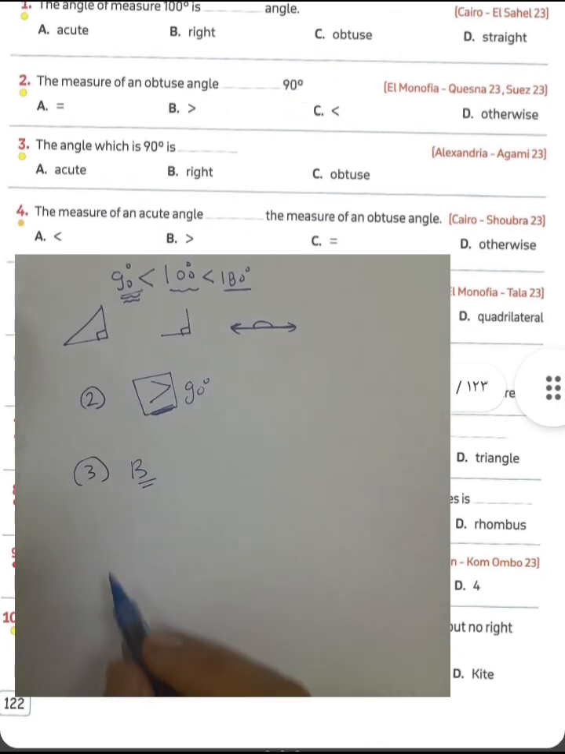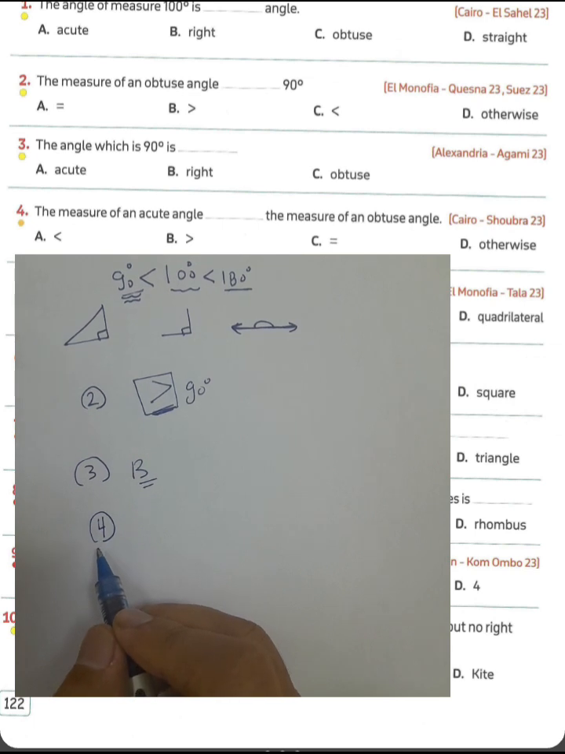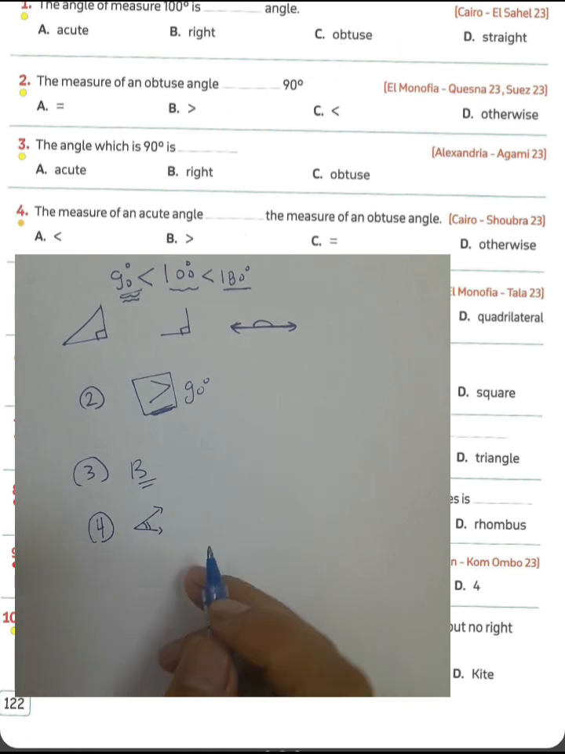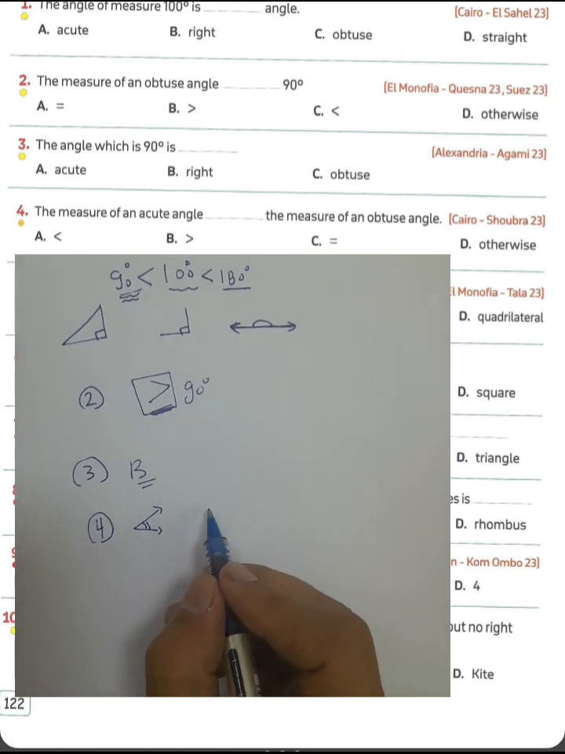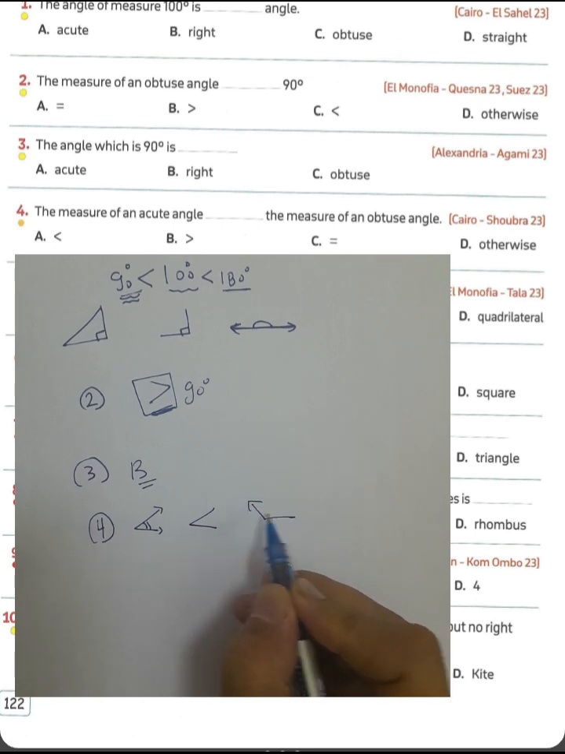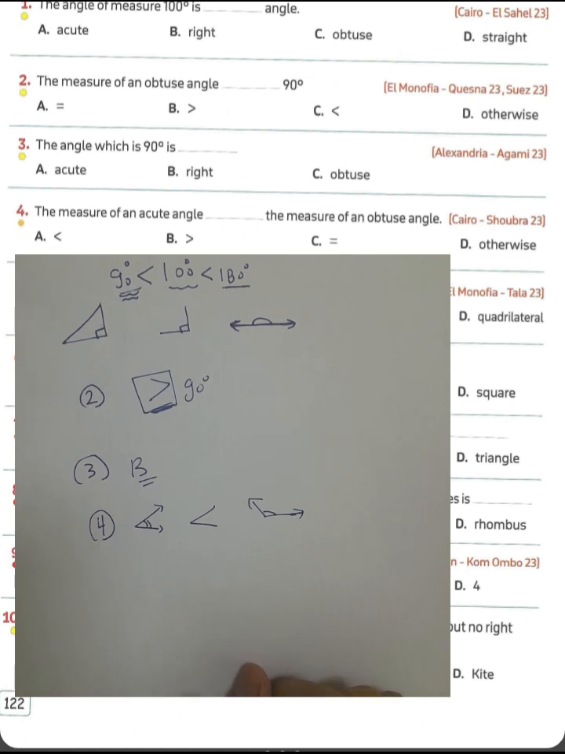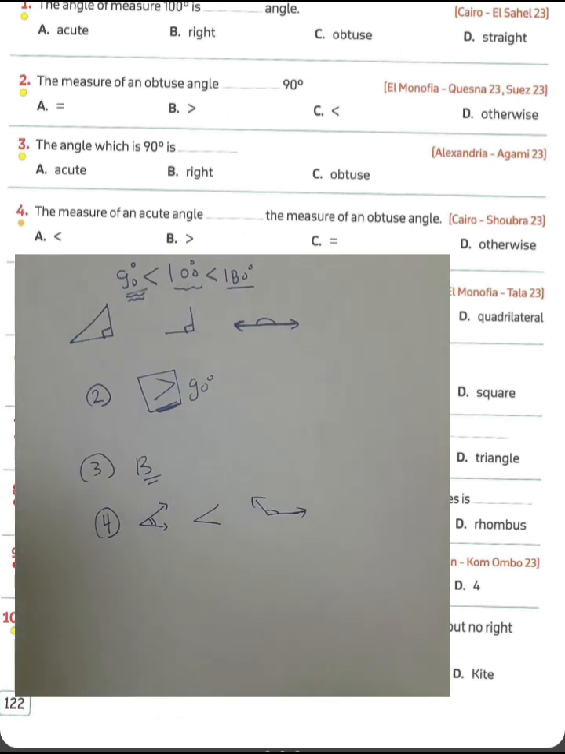Question number 4: the measure of an acute angle is less than an obtuse angle. We have this angle, we call it an acute angle. The measure of an acute angle is greater than 0 and less than 90 degrees. Then the acute angle will be less than the measure of an obtuse angle, because the measure of an obtuse angle is greater than 90 degrees and less than 180. Choose less than.